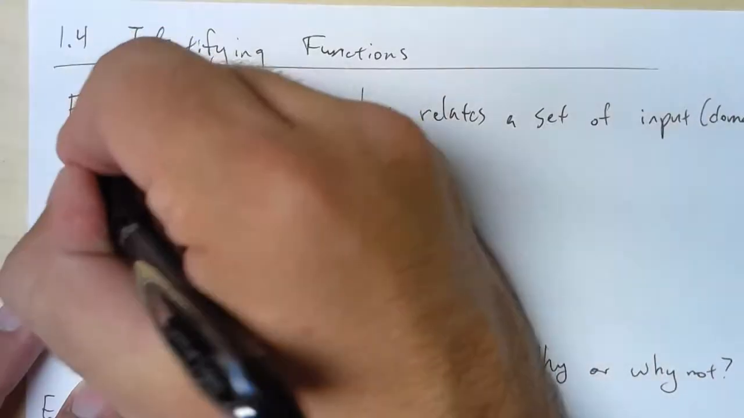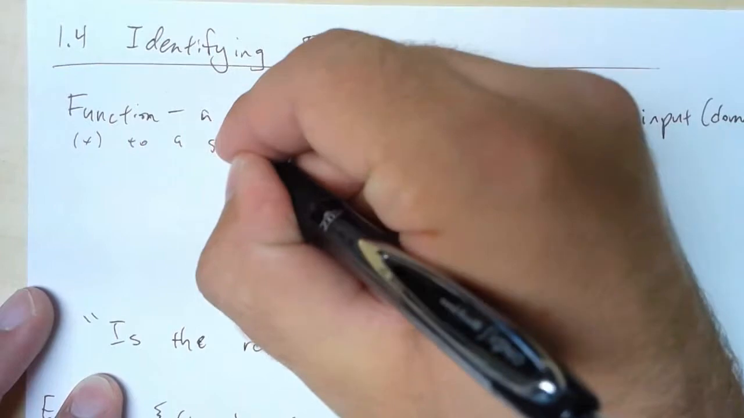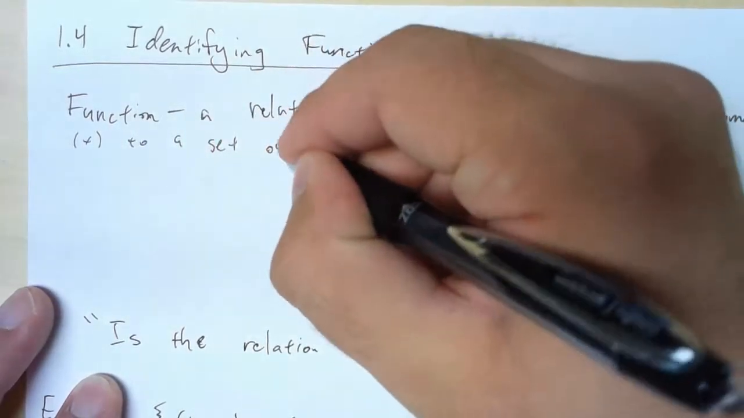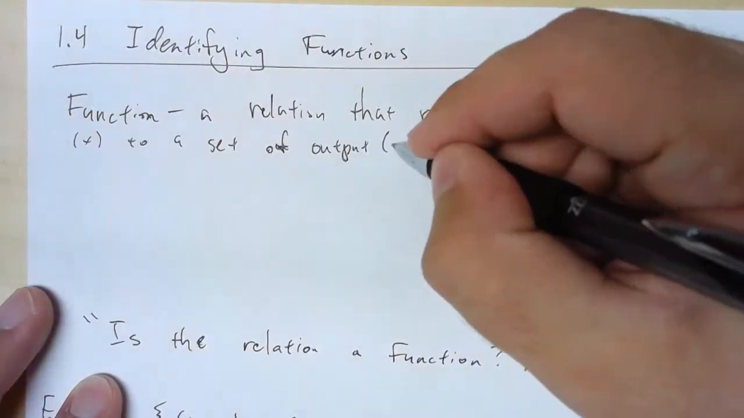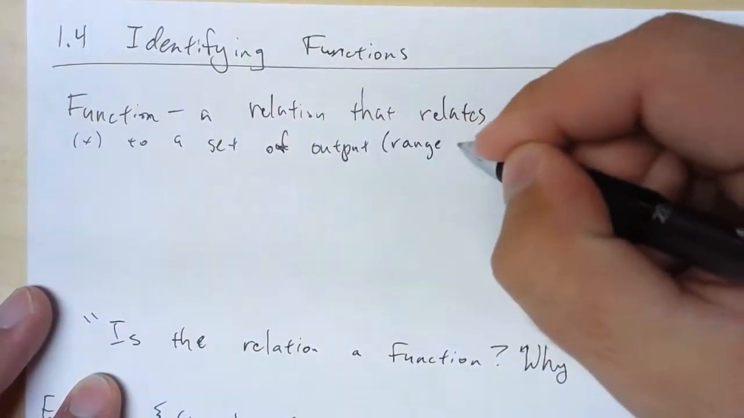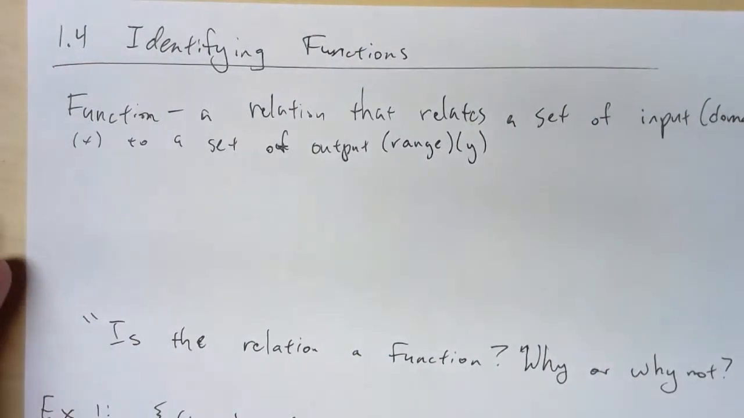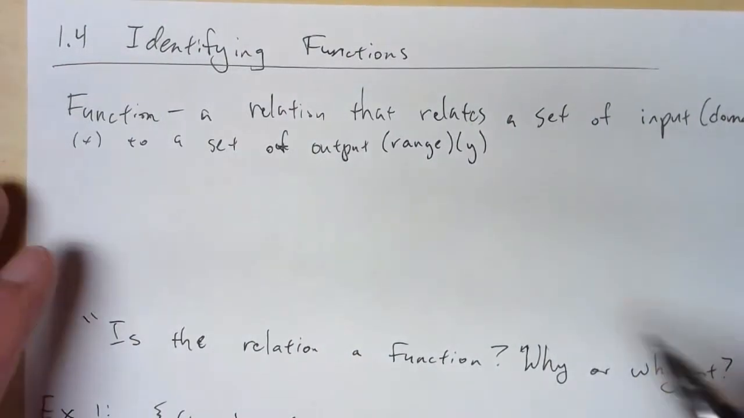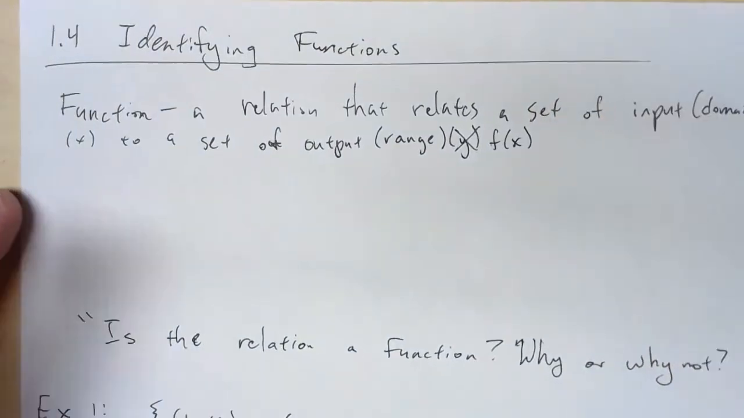which are x variables, to a set of output values, which we call range, or which we use the y variable for usually. And again, instead of using y, we're trying to use this f of x notation.